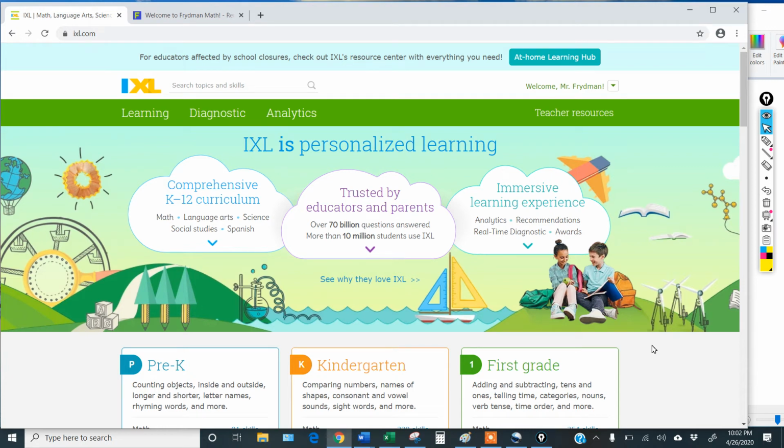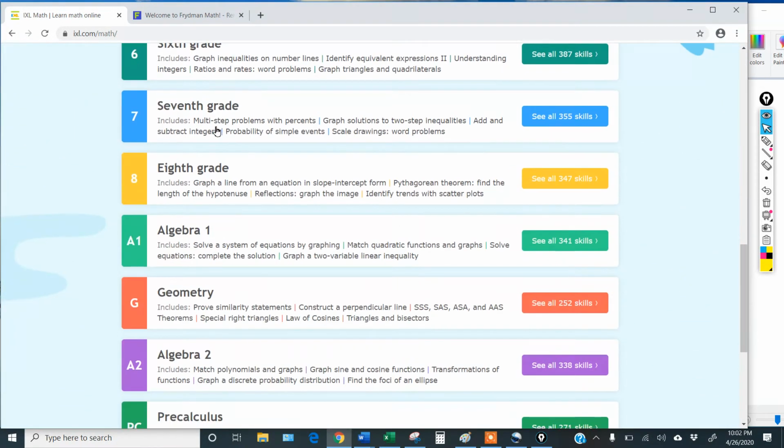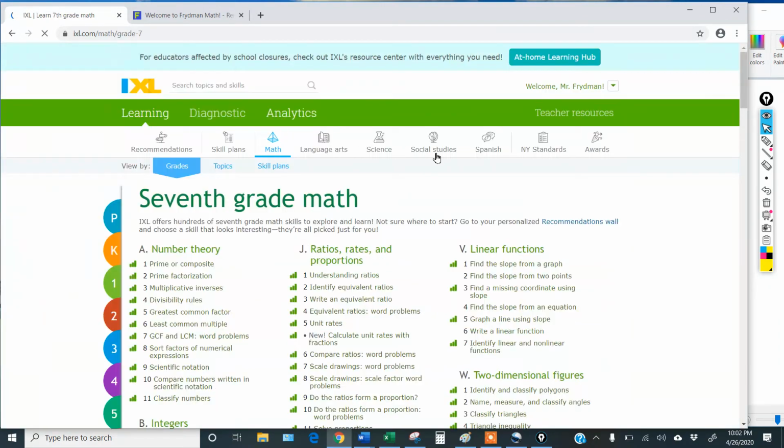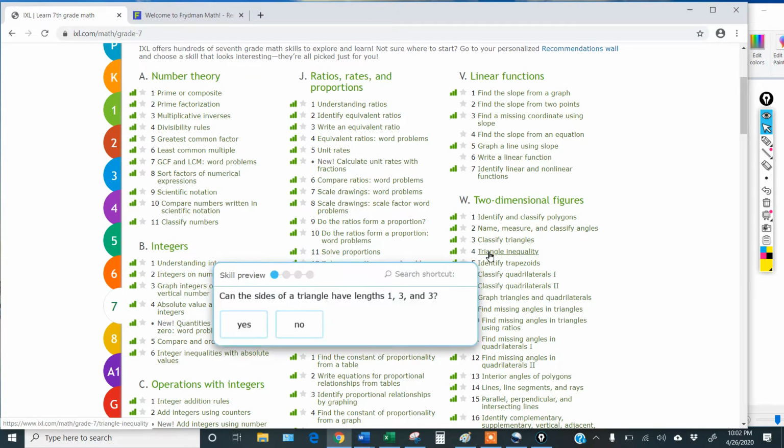Let's do IXL 7th grade W.4. Go to Learning, go down to 7th grade, then over to W.4, which is called Triangle Inequality.